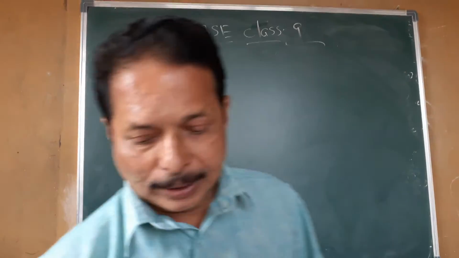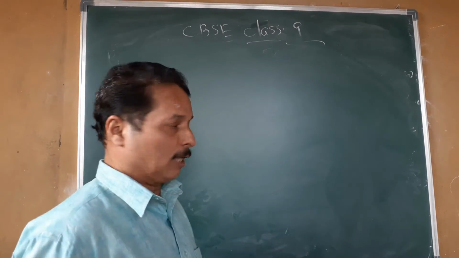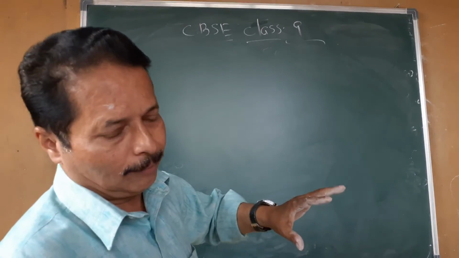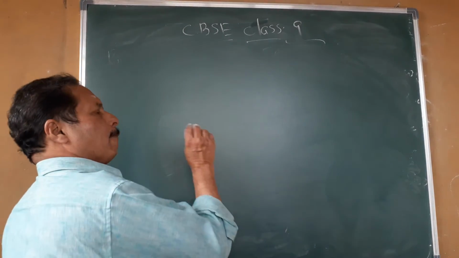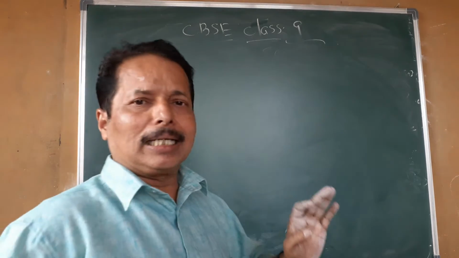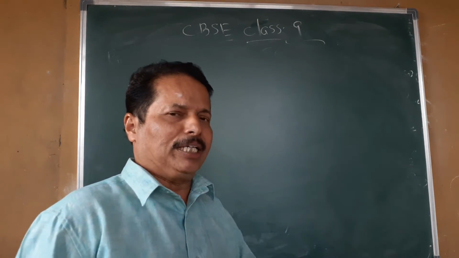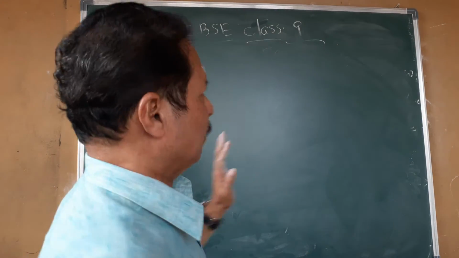Look here. Now the further parts of the chapter. Look very carefully. There are two important properties of a triangle. The first one is the angle sum property. Angle sum property means the sum of the angles of a triangle is 180 degrees. The sum of the interior angles of a triangle is 180 degrees. That is the angle sum property.